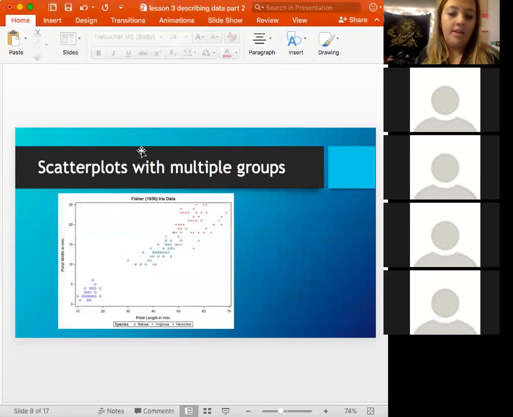All right, and this is the same idea. I won't go too far in depth. The only difference between this scatter plot and the last one is that it has groups. So you still have the two quantitative variables. So here you have the petal width, petal length. So it's still two quantitative variables.